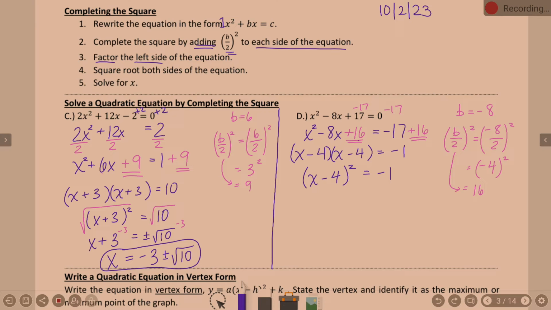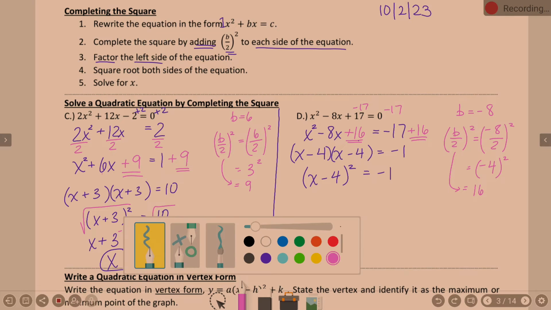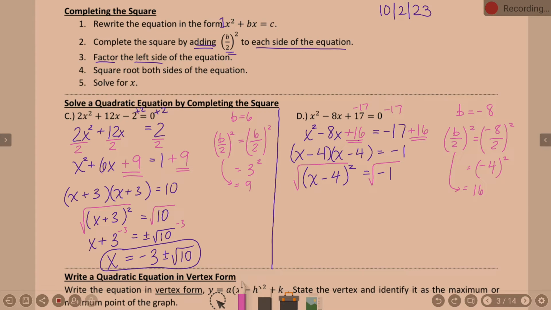That's step 3. Step 4, square root both sides. What is the square root of x minus 4 squared? x minus 4. On the right, what do you know about the square root of negative 1? Okay, the square root of negative 1, by definition, is i. What else do I need there? Plus or minus. So, square root of negative 1 is i, as always, plus or minus. Bless you. Thank you. That was step 4.